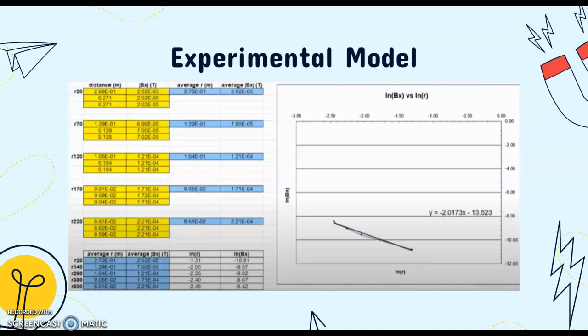After completing the experiment, I inputted the data collected and was able to come up with a graph that models it. In this portion of the lab, we utilized the derived natural log equation for the magnetic field to determine that n is equal to the slope of the graph, hence the negative 2.01 value.